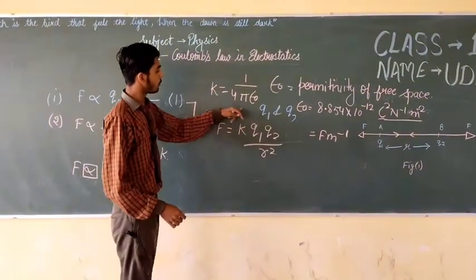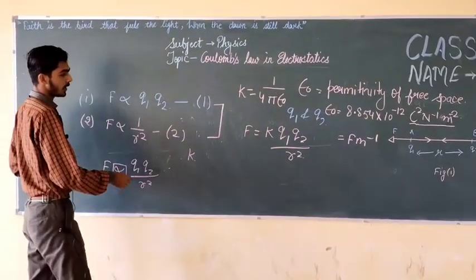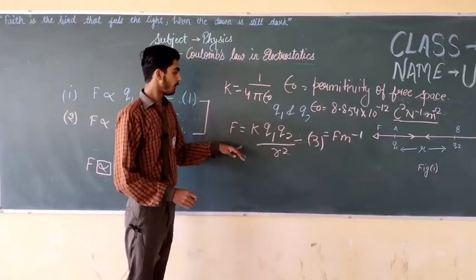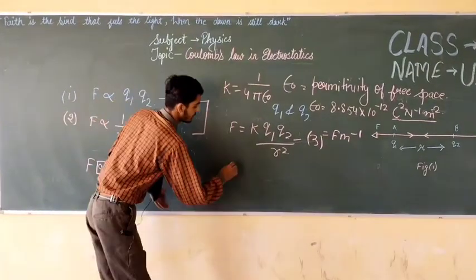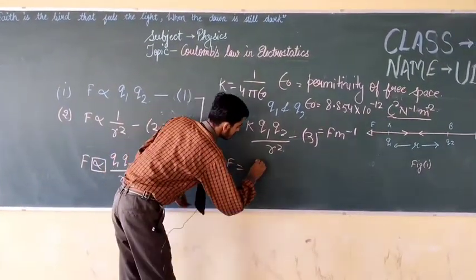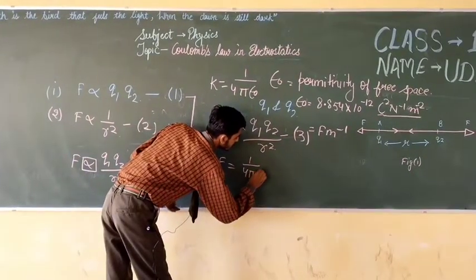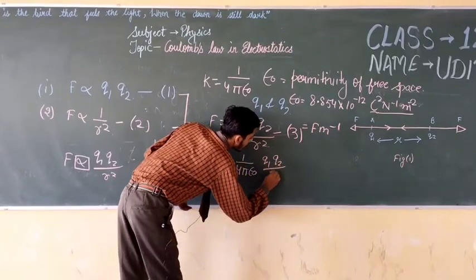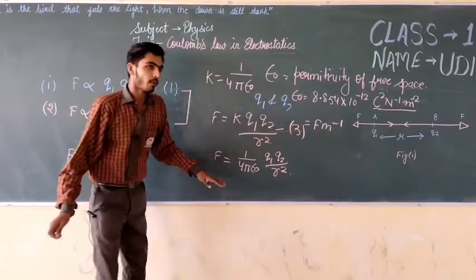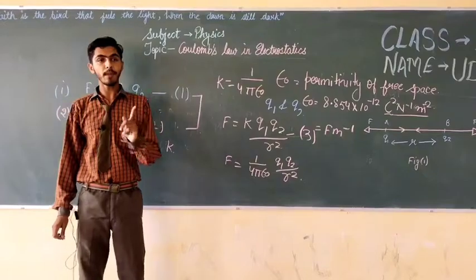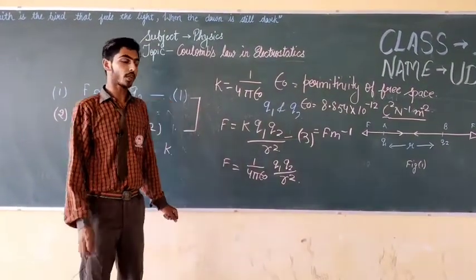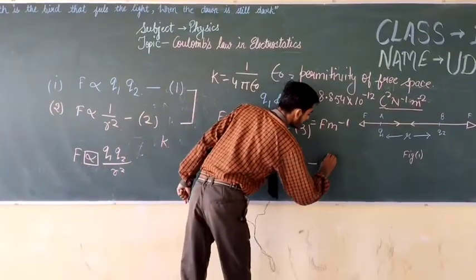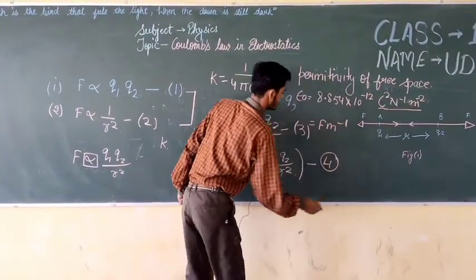We got the value of K. Let's put the value of K in this equation, our equation number three. We will get F is equal to 1 by 4 pi epsilon naught Q1 Q2 divided by r square. This is our equation number four.